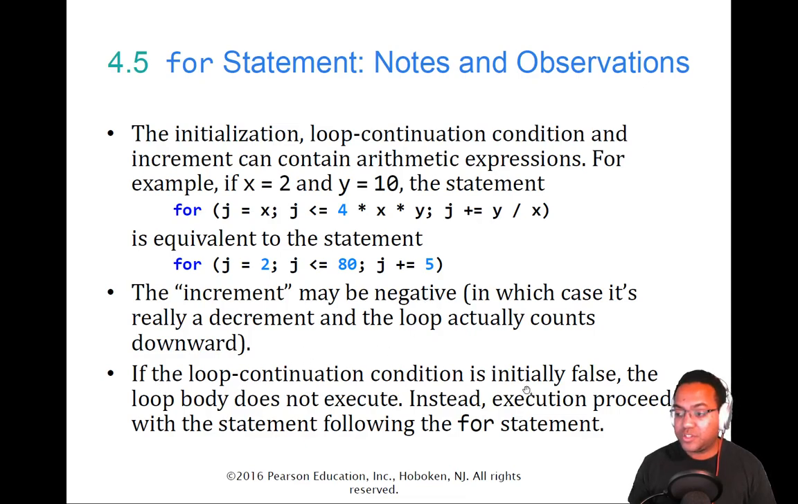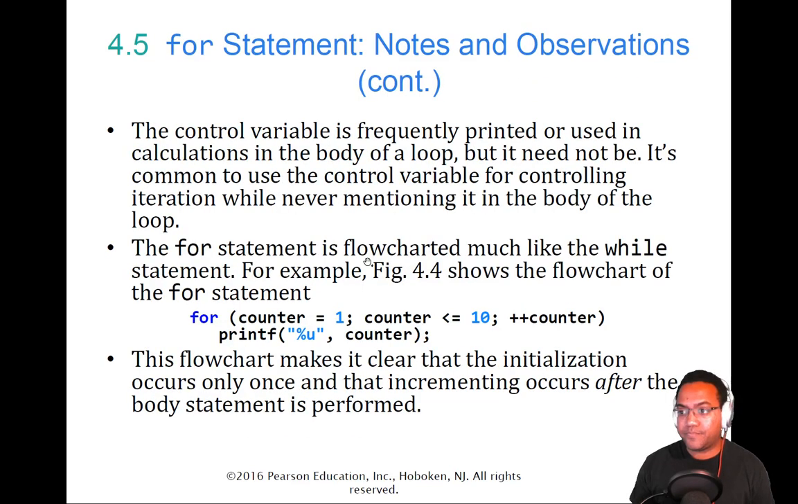If the loop continuation condition is initially false, the loop body does not execute. Instead, execution proceeds with the statement following the for statement. So loop continuation is this condition. If it ends up being false, then the for statement will not loop anymore.